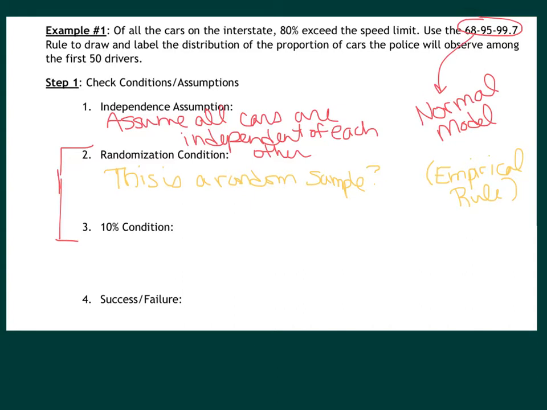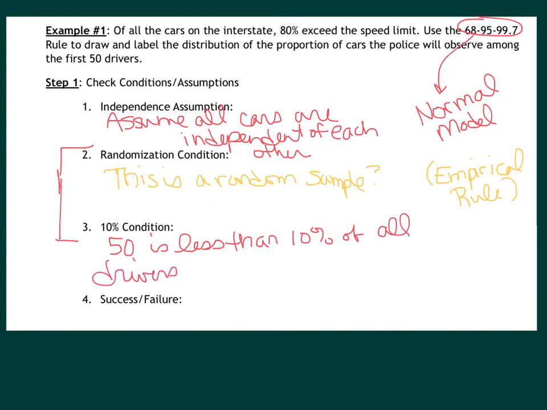The other thing that's important is what we call the 10% condition. So the 10% condition is where you look at the sample size, which in this case is 50. Make sure that it is not a huge part of the population. So what I mean by that is I would say that 50 is less than 10% of all drivers. Now we know that's true. 50 is 10% of 500.